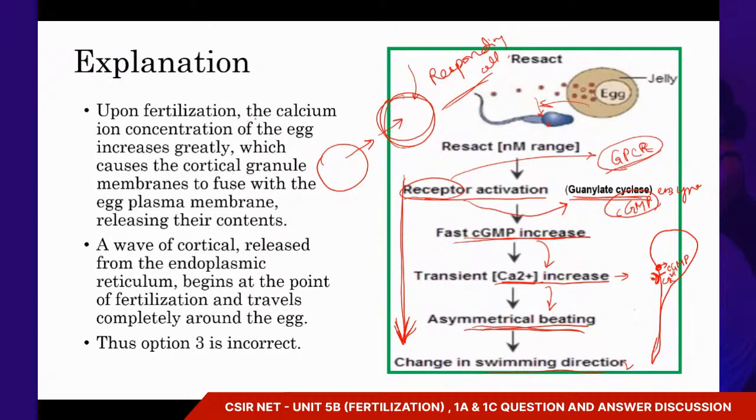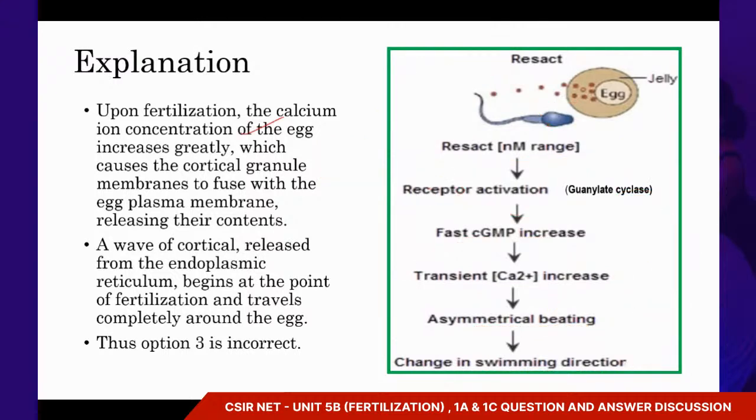Upon fertilization, the calcium ion concentration increases, which causes the cortical granules to fuse with the egg plasma membrane, releasing their contents. As a result, a wave of calcium is released from the endoplasmic reticulum. Sorry, this will be a wave of calcium. A wave of calcium released from the ER, not from the mitochondria. Mitochondria is the powerhouse of the cell. ER is what stores the calcium. It begins at the point of fertilization and travels completely around the egg. So it goes as a wave. That's why the option is incorrect.